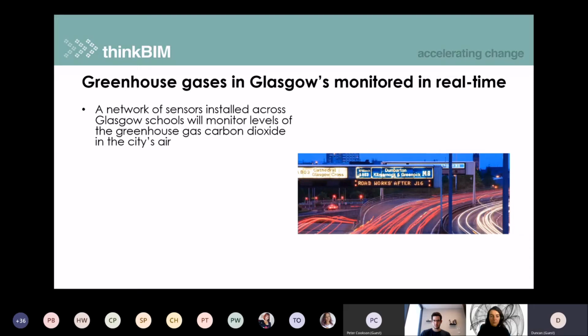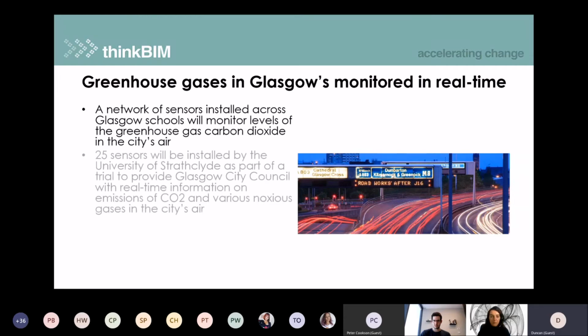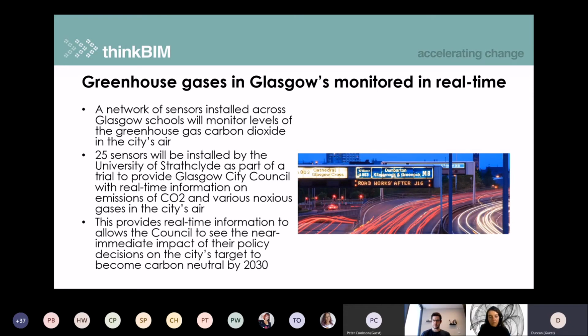Staying up in Scotland, because the Scottish Futures Trust does some great work in publicising it as well. Glasgow is now setting up 25 sensors across schools in the city to monitor carbon dioxide levels in the city. And this gives them a real-time value for the systems, and therefore they have the ability to see how their policies are actually panning out towards the city's targets of becoming carbon neutral by 2030. So again, more of these big data sets being pulled in and used, and we're seeing lots of different ways that people can use this data.